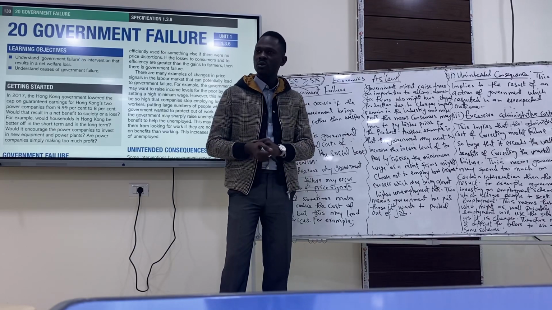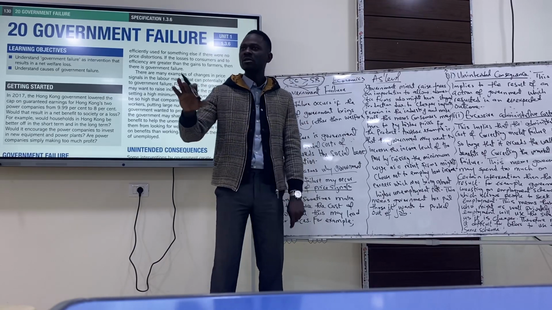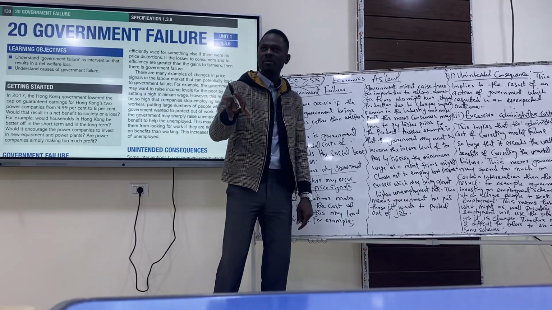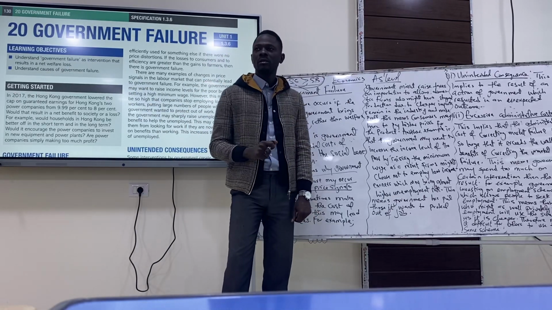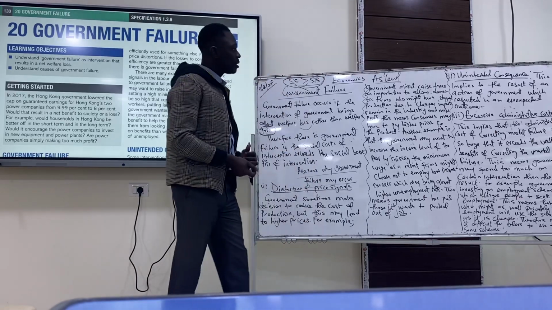So that is government failure. Do you understand government failure here? Government is trying to solve a problem. But because of solving that problem, it brings about a higher price. Is it clear? Yes.